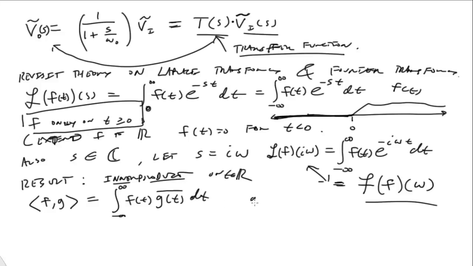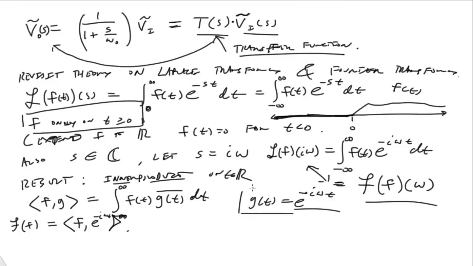And now, of course, if we take g of t to be e to the negative i omega t, then clearly our Fourier transform is simply that. Okay, so we can see that these inner products, or these Fourier transforms, are essentially a projection on the family of functions g of t, like that, where there's an omega parameter in there.